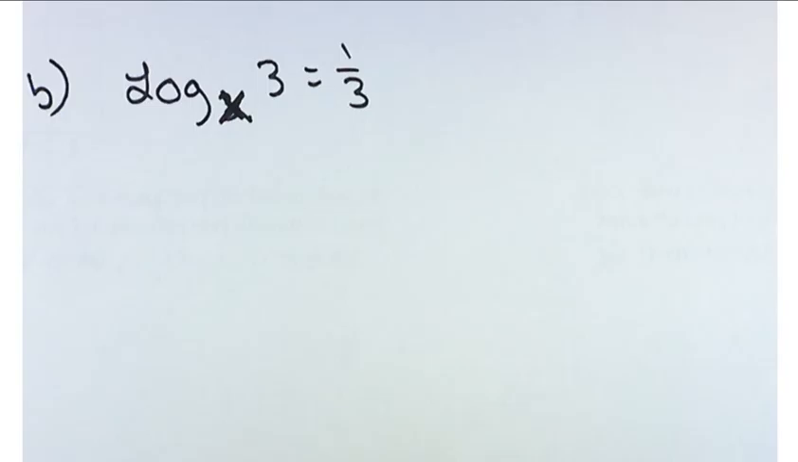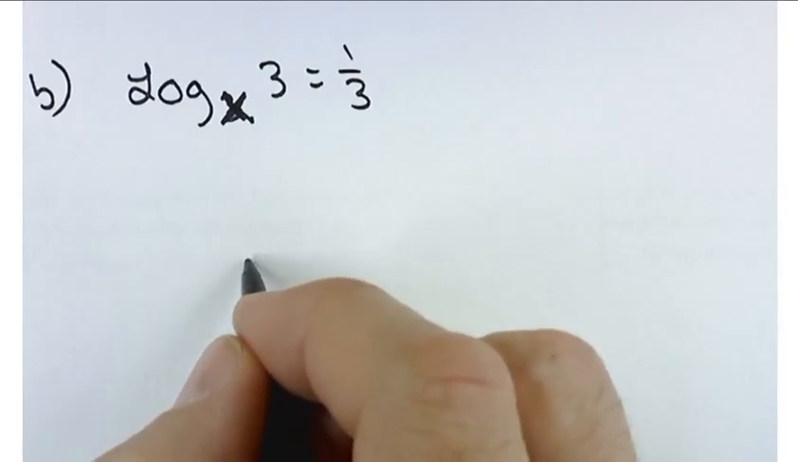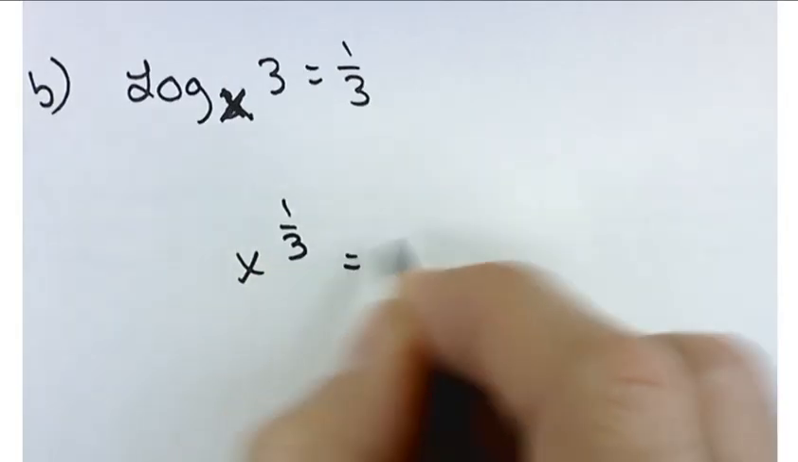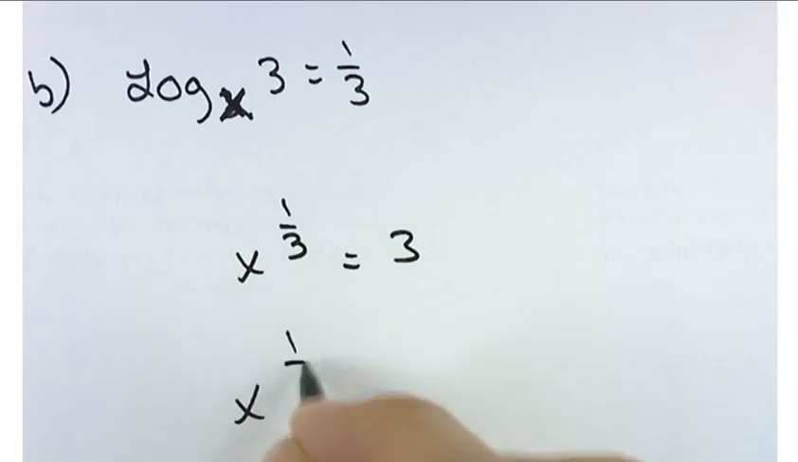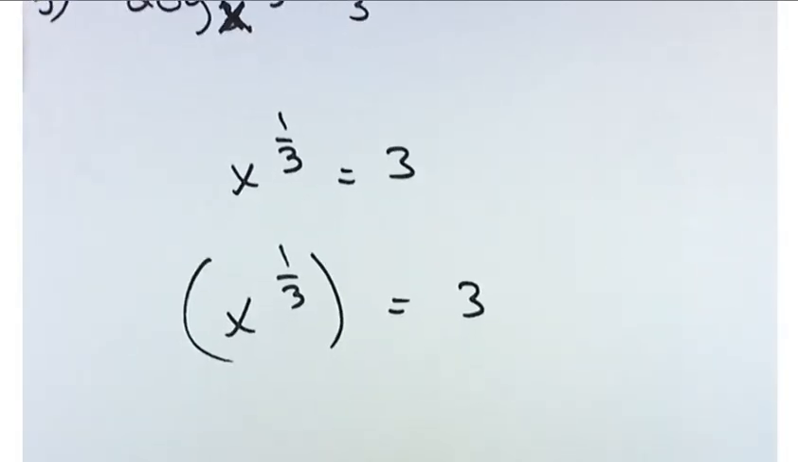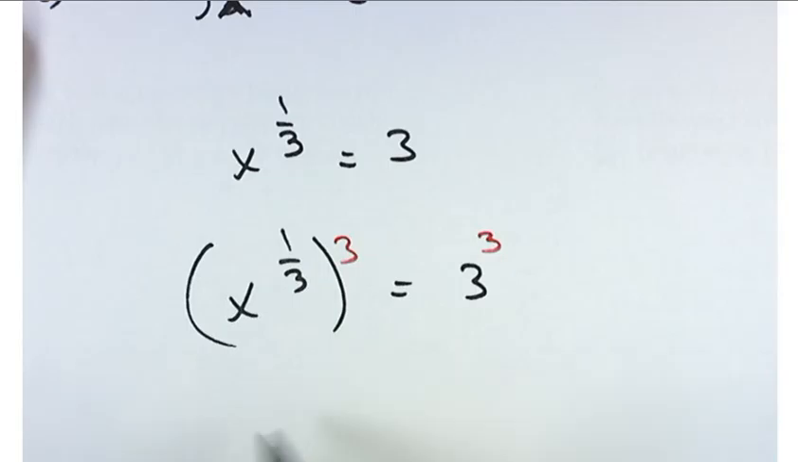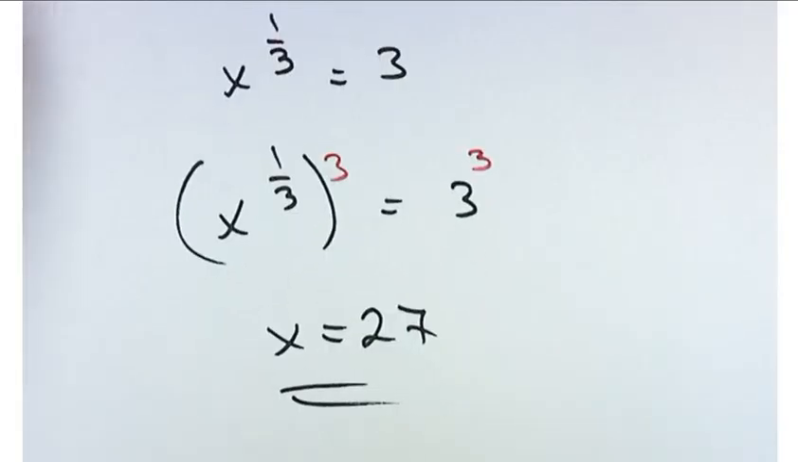Victoria, what's that look like when I rewrite that using exponents, please? And what should I do to solve? All right. Reciprocal power is 3. If I cube both sides, then I get x is 27. Nice. Thank you.